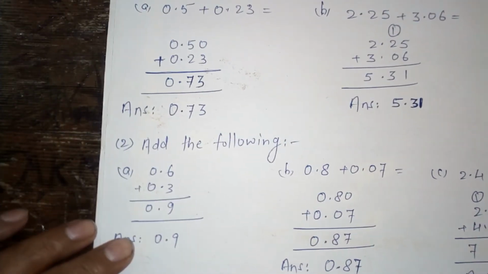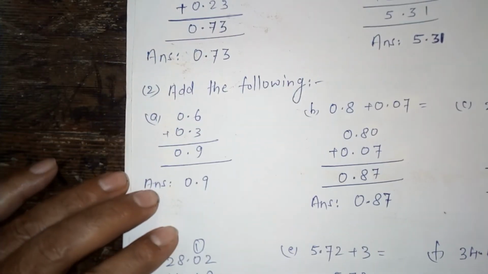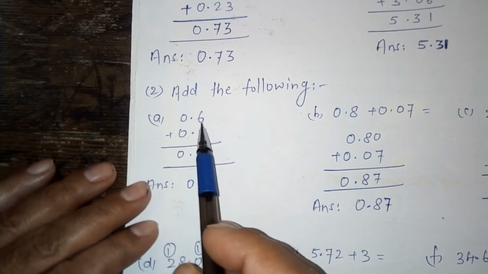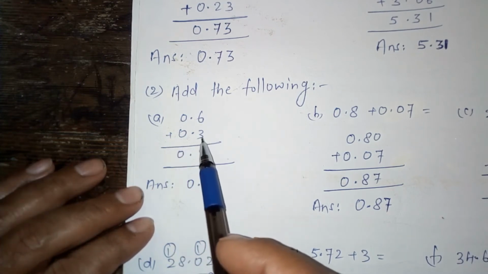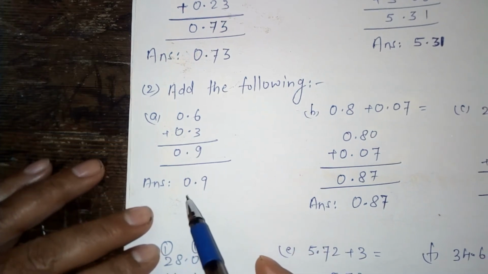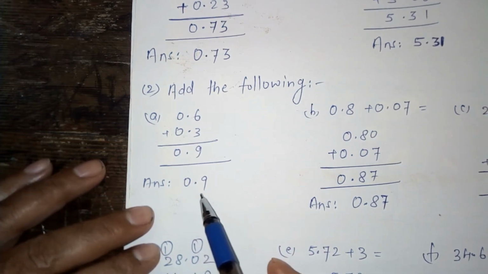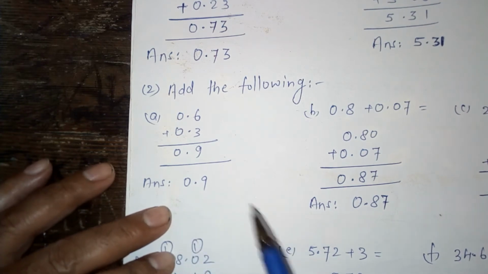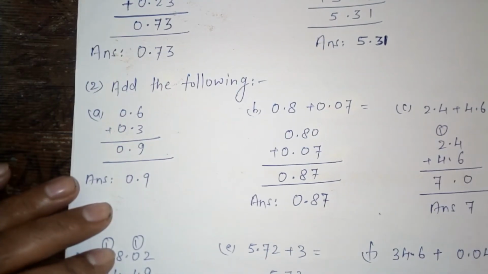Okay, now your question number 2: we will apply the same procedure. Add the following. 0.6 plus 0.3. 6 plus 3 gives you 9. Answer is 0.9. Okay, all these questions depend on the simple addition.